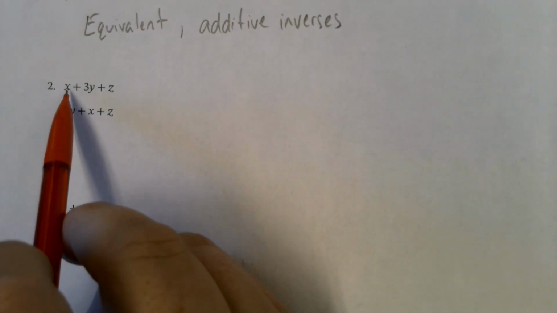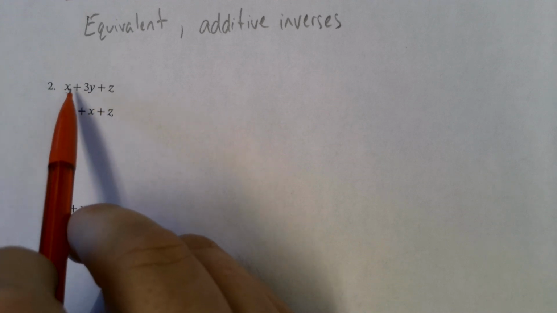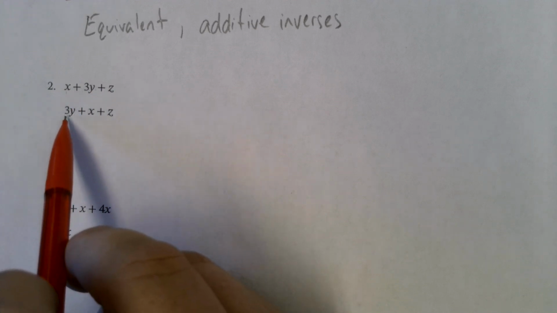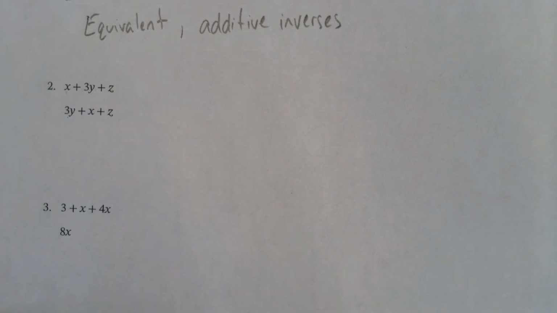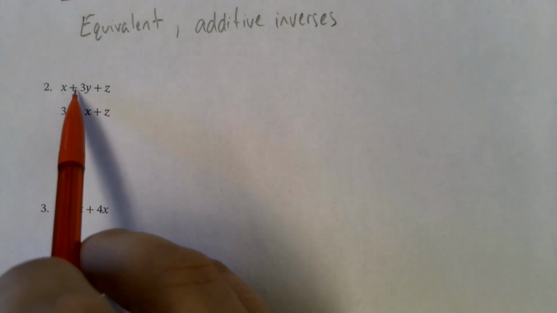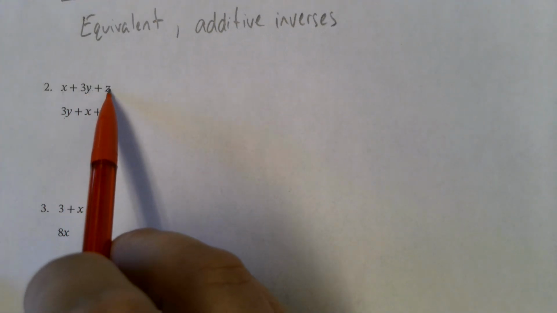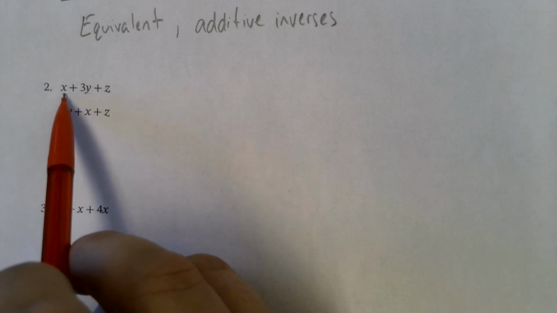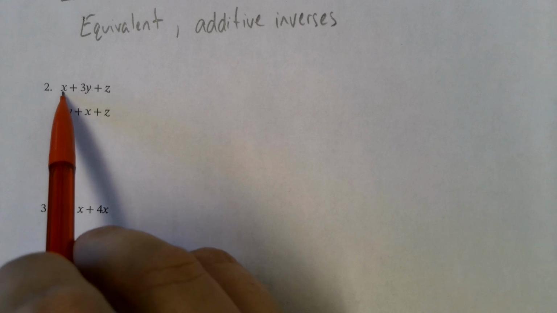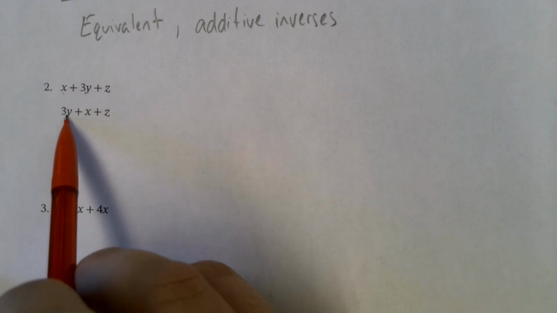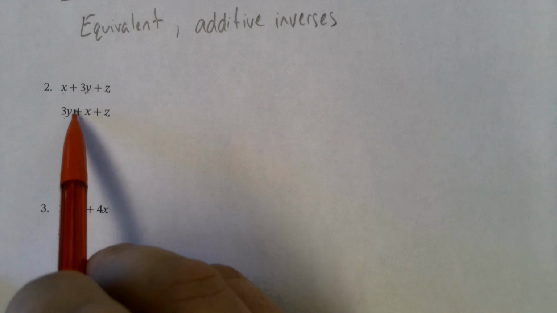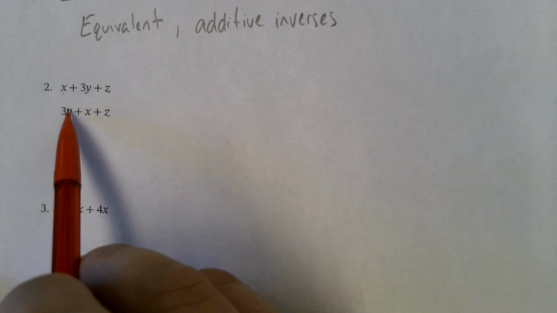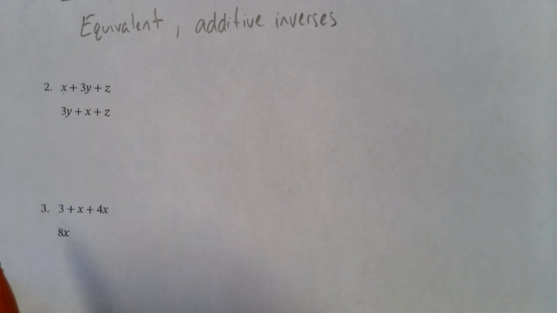Number 2, I have x plus 3y plus z, and 3y plus x plus z. Determine if they are equivalent. Each of these has one variable term for each. I have 1x, a 3y, and a z. And if you look, it's the same thing here. The only difference is that we switched the order of the x and 3y.